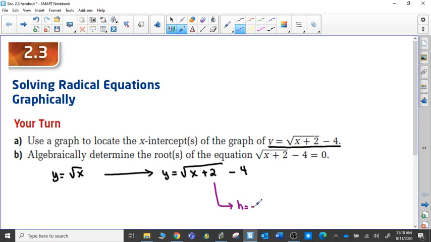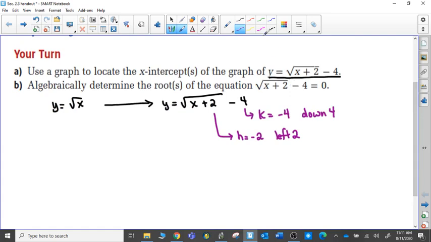This 2 on the inside, if I pull it out, is an h value of -2. That means when we go to graph our equation, we should see what used to be a radical equation moving left 2. We have a k value of -4, and that means that we're going to see a graph that is moving down 4 spaces.